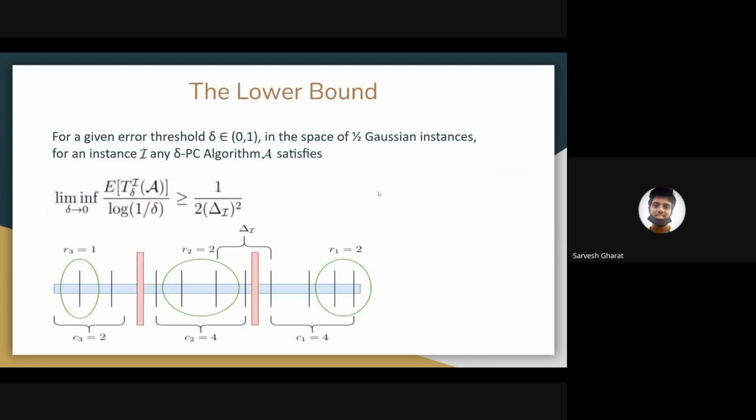So based on that formulation, based on this notation, we have this lower bound for this particular problem: the expected number of pulls is lower bounded by 1 by 2 delta I square times log 1 by delta, where delta is the error parameter. Here we say that with at least probability 1 minus delta, the algorithm solves the problem. Are there any questions related to this slide?